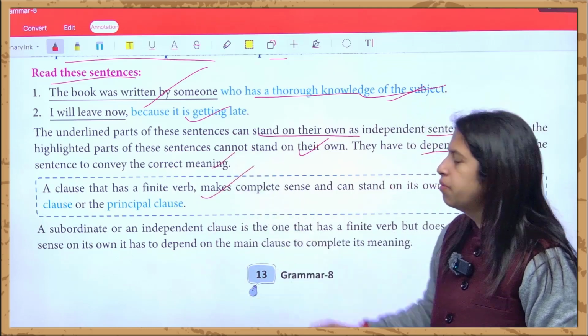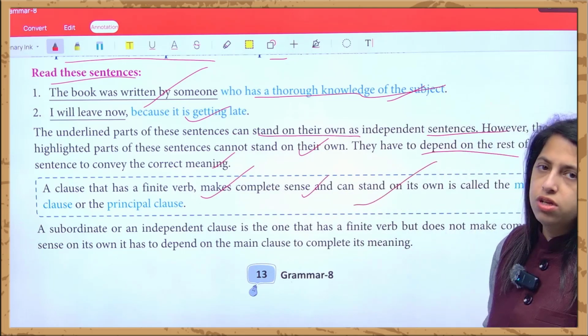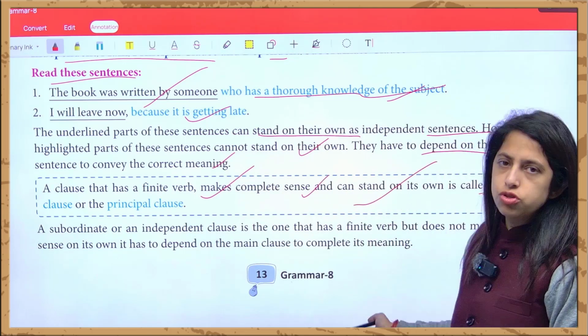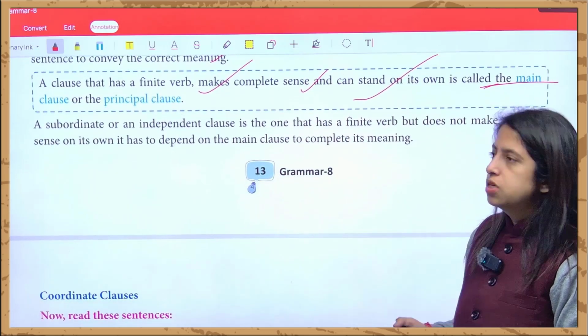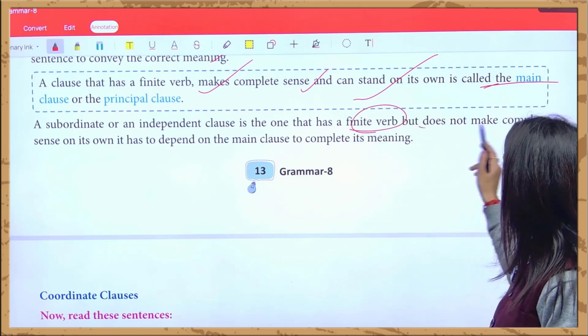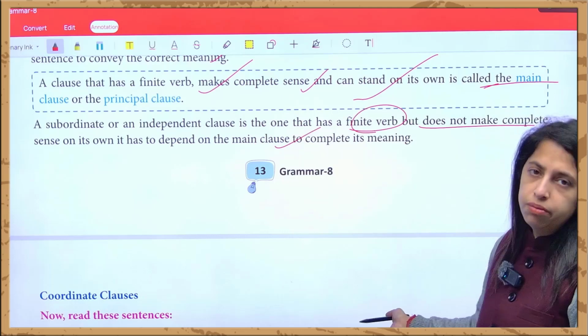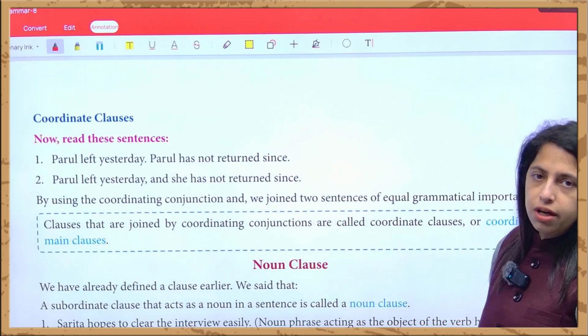So a clause जिसके पास एक finite verb होता है, they make a complete sense and can stand on its own. इसी को क्या बोलते हैं? Main clause और principal. Next is subordinate और independent clause के बारे में बोलेंगे, जिसके पास एक finite verb है, but does not make a complete sense. Has to depend on the main clause to complete it. Right? Now coordinate clauses क्या होते हैं?